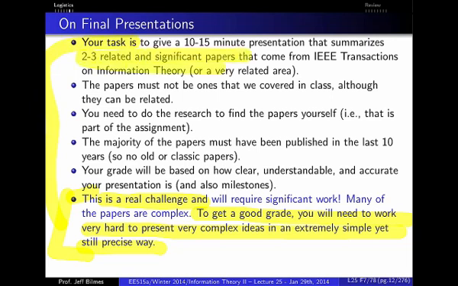Now, since you know this goal, you might then choose papers that are, on one hand, interesting and complicated, but for which it's more viable to do this bottom goal. It might be the case that there are some papers where, no matter what, it's impossible to present them in 10 minutes reasonably. But on the other hand, think of this as a challenge.